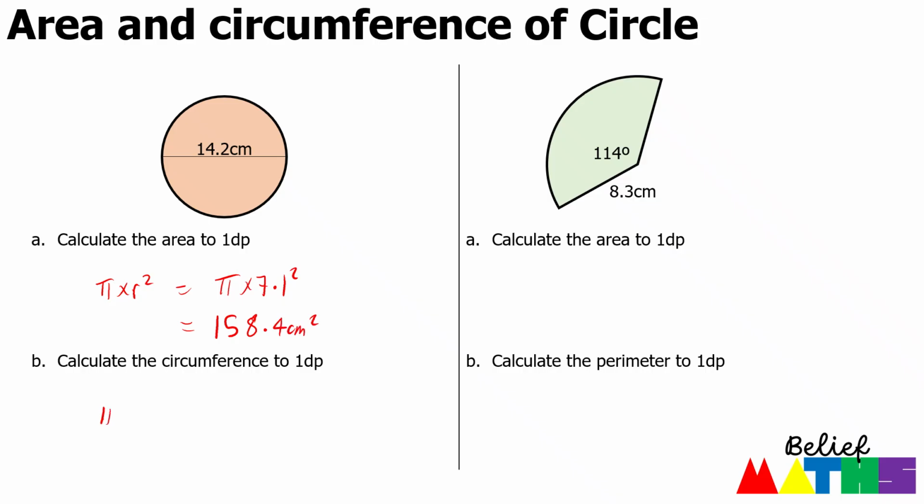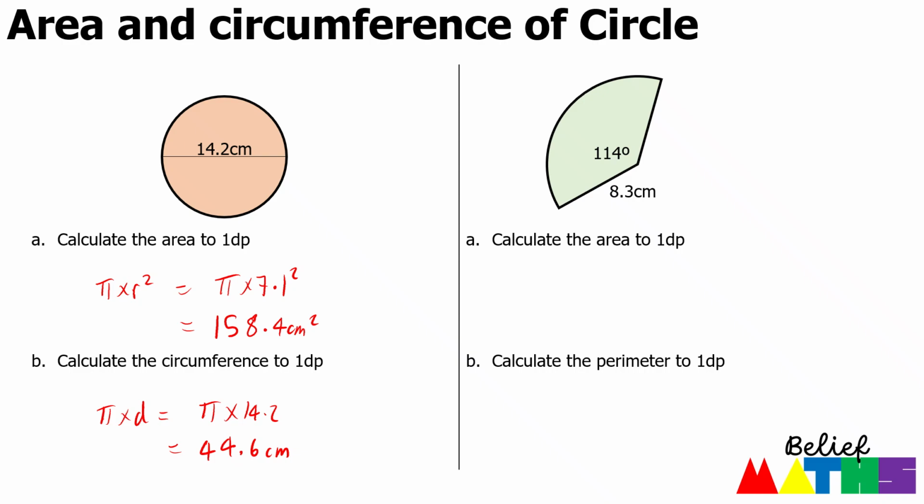Circumference in the same way is pi times diameter, and again these formulae are given to you on your formula sheet. So that's pi times 14.2, and then again using your pi button, pi times 14.2 gives you an answer of 44.6 centimeters. Remember, area is centimeters squared, circumference because the length is just centimeters.